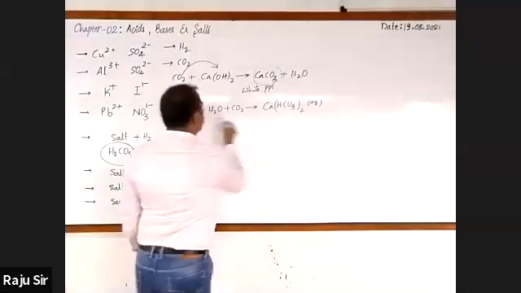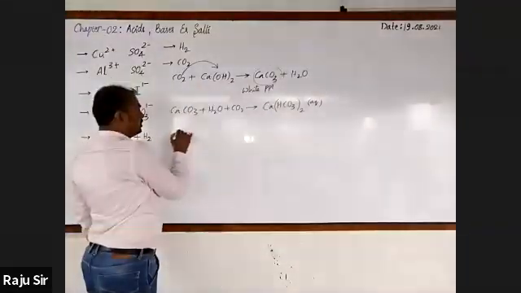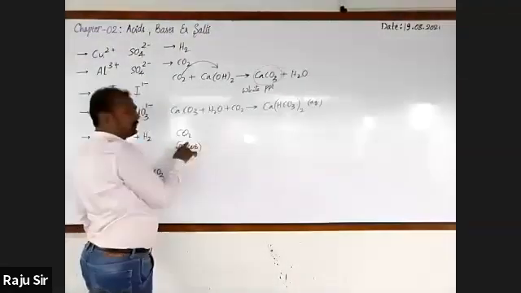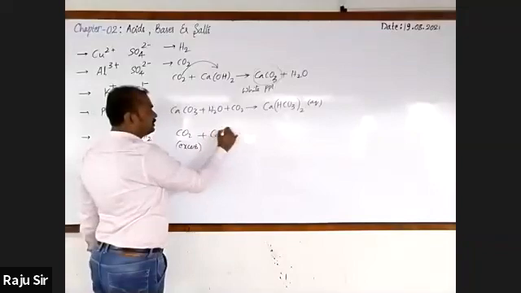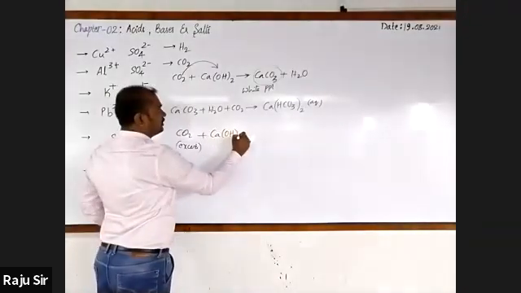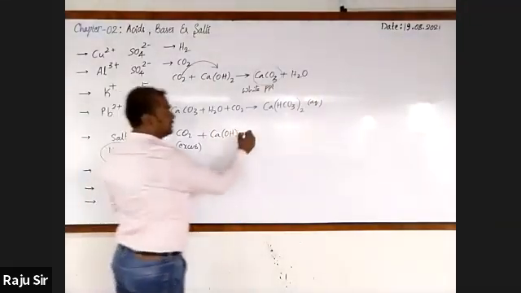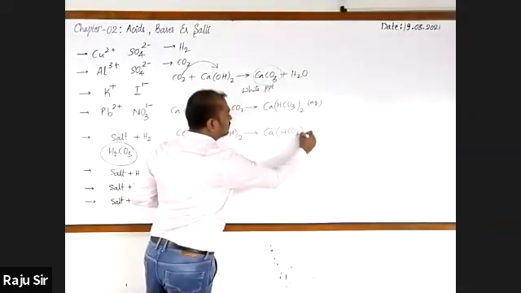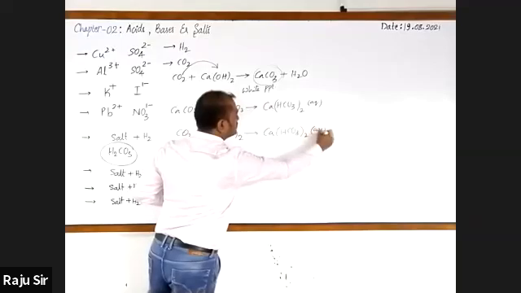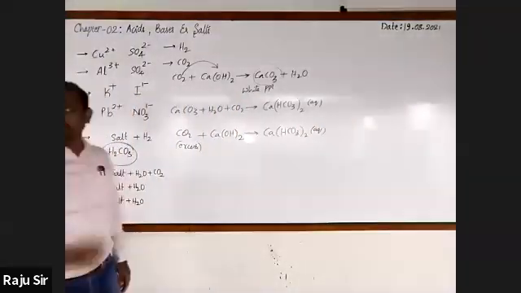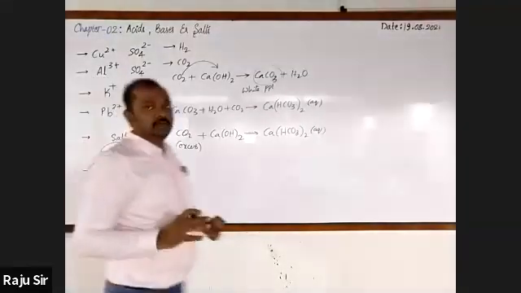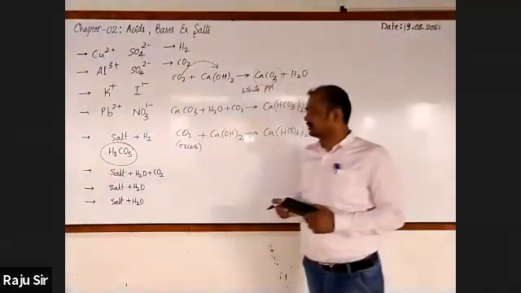This reaction can also be written like this. When excess carbon dioxide is passed into the calcium hydroxide solution, it produces calcium bicarbonate solution, which is clear. Got it? Yes. This much was discussed in the last class.